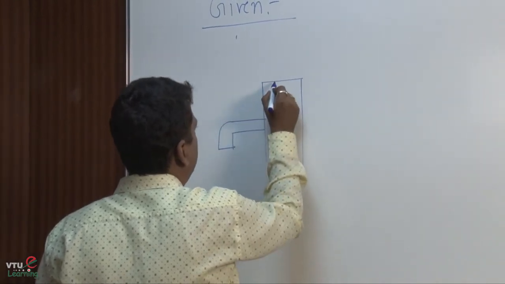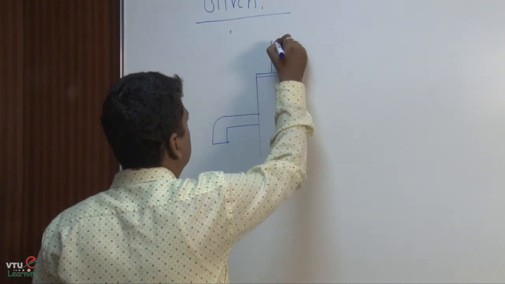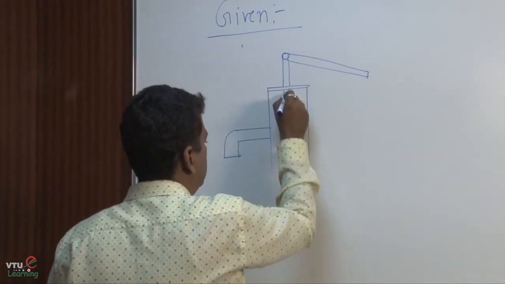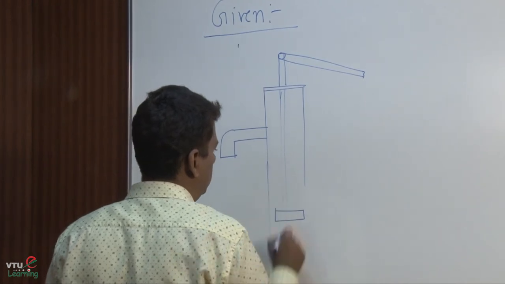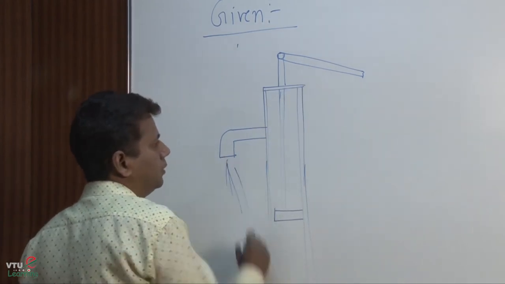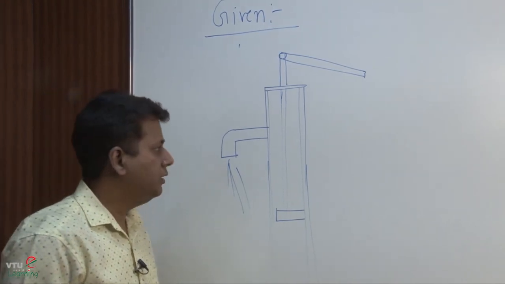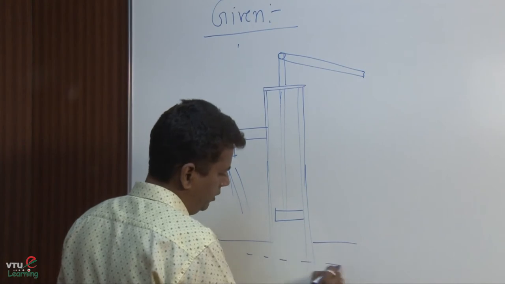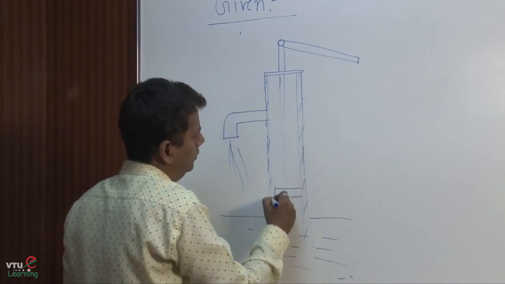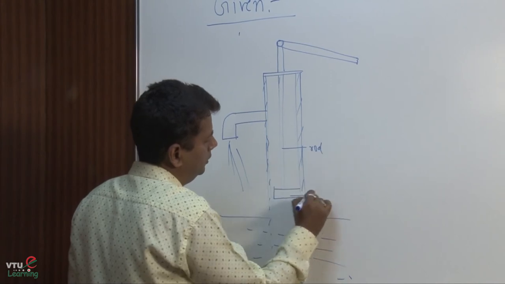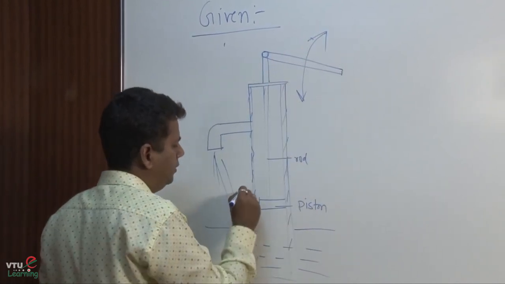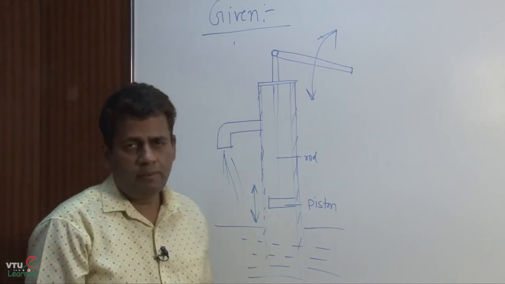So this is the pump, right? This is the crank, and this is the piston. A lengthy piston. So this is the bore well, the manual pump which we are visualizing. This is the water available. This is the rod, this is the piston. It is manually operated, the piston is moving up and down and creating the suction pressure, right?